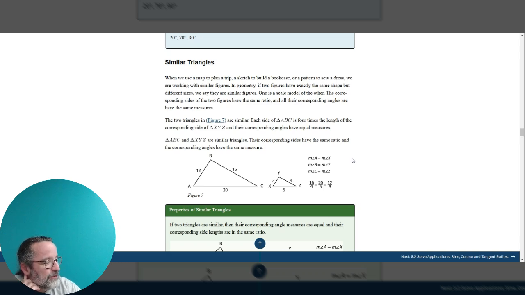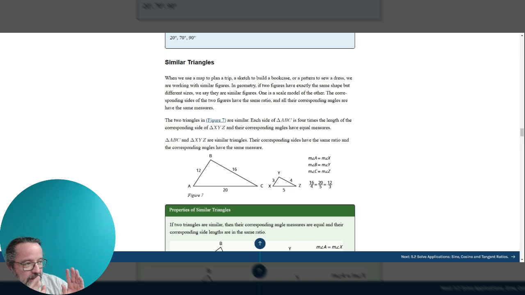So now similar triangles. This is the guts of geometry, triangle geometry. It will lead us into sine, cosine, tangent, and we will do a few proofs when necessary to illustrate things to you. So we have similar triangles. When we use a map to plan a trip, a sketch to build a bookcase, or a pattern to sew a dress, we are working with similar figures. In geometry, if two figures have exactly the same shape but different sizes, we say they are similar figures. One is a scale model of the other.